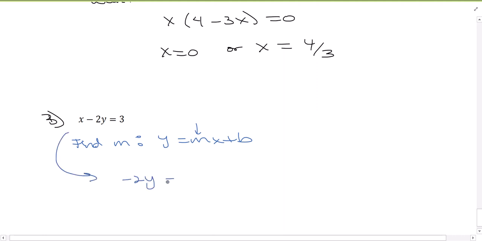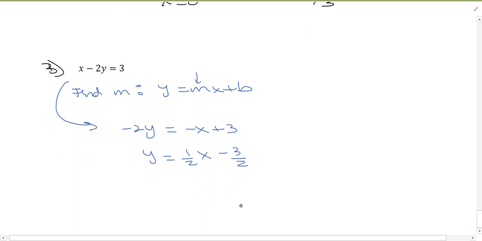So let's go here. Minus 2y then equals negative x plus 3. Divide both sides by minus 2, right? So then y will be 1/2 x and then minus 3/2. We're interested in the slope. So our slope here is 1/2.